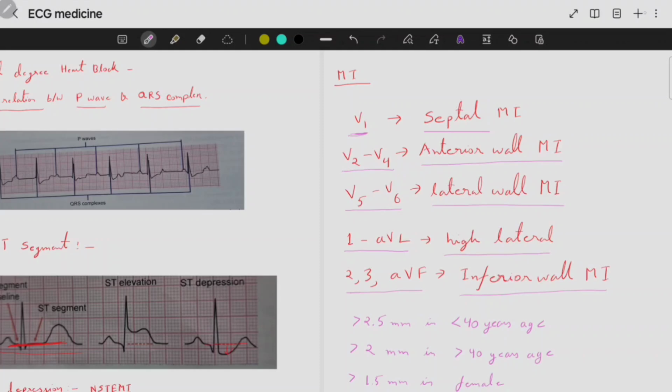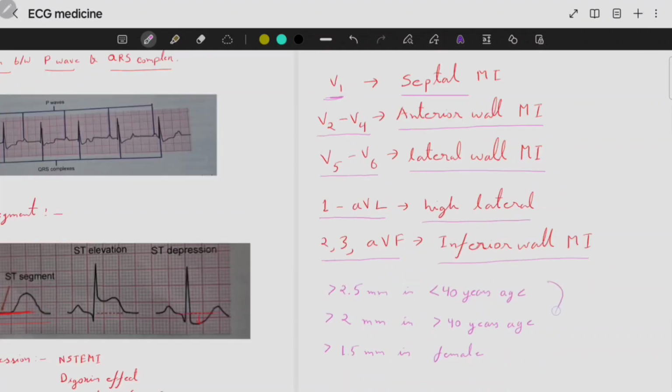Okay. And another thing to remember, when you can call it a significant ST elevation. If the age is less than 40 years, then greater than 2.5 small boxes is called significant ST elevation. And if the age is greater than 40 years, then greater than 2 small boxes is called significant ST elevation. And in case of female, it is 1.5 small boxes.